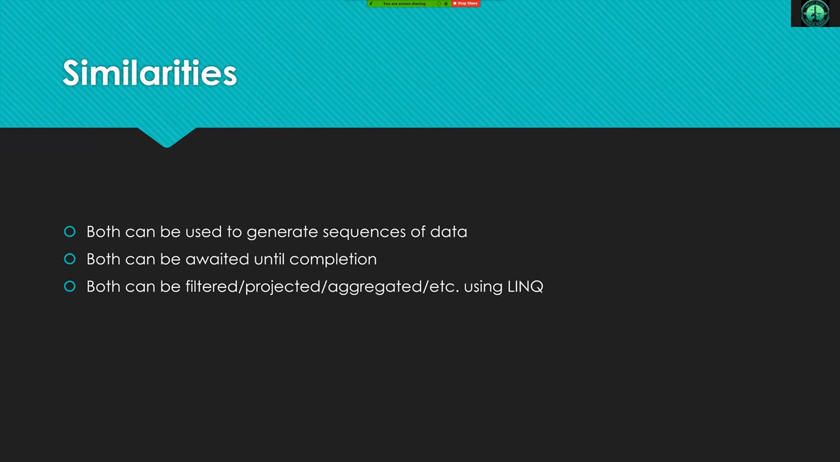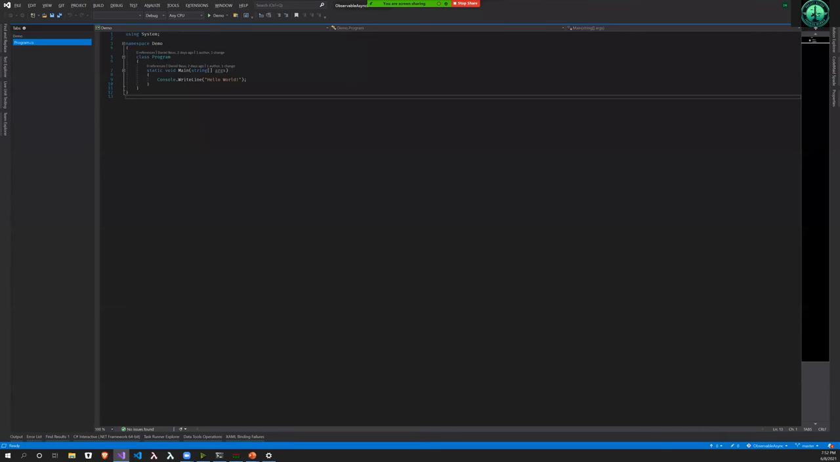As far as similarities go, honestly, I thought there were going to be more similarities than this, and it turned out that there were only just the three that I can come up with. They both are sequences of data, that's pretty obvious. They can both be awaited until completion, and they can both be filtered and aggregated and so on using LINQ. Other than that, there isn't a lot that's similar to them. They're both used pretty differently, and the use cases for each are also pretty different. So let's jump into some code examples, because I feel like that's going to be where we get a better handle on how this stuff works.